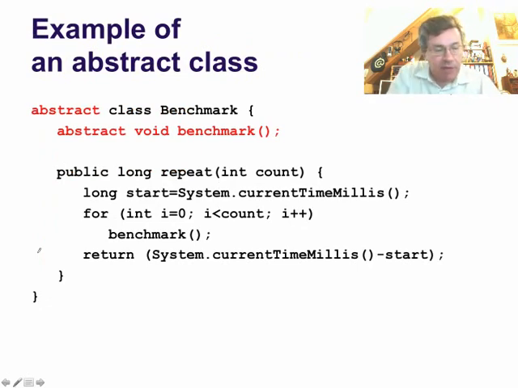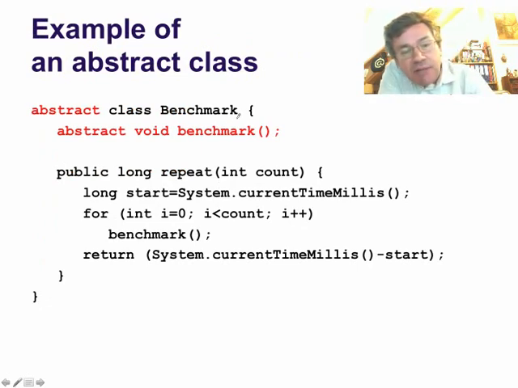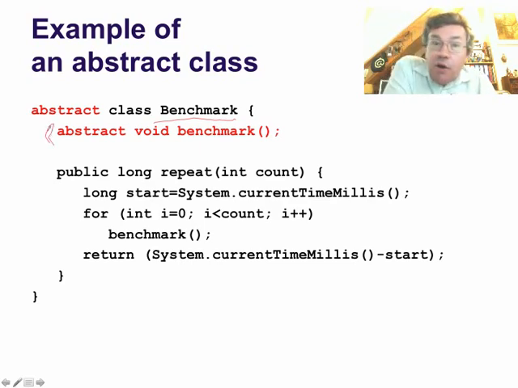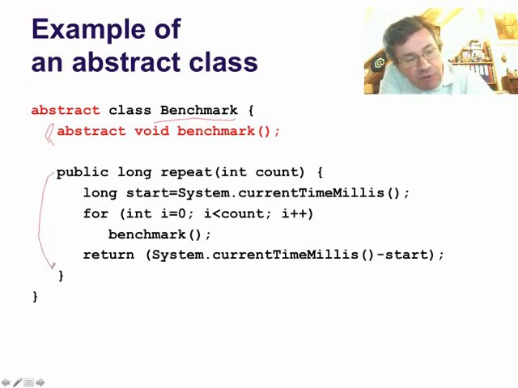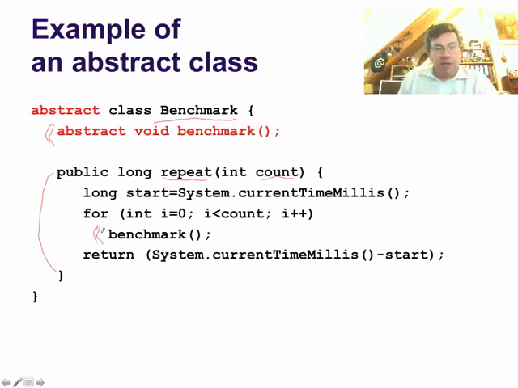So here's an example of that. We have the abstract class Benchmark. We have the method benchmark in there, whose header is defined, but whose body is not defined. So it's an abstract method. Then we have another method whose body is defined. The method repeat takes a count, an integer argument. It executes benchmark count number of times and measures how much time it takes.